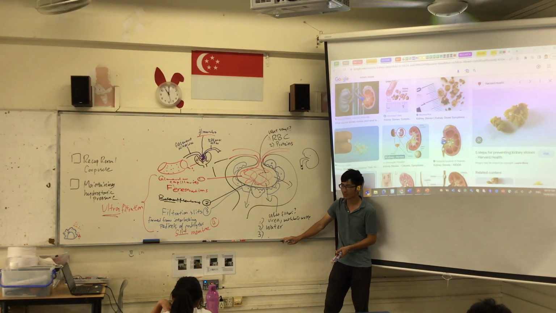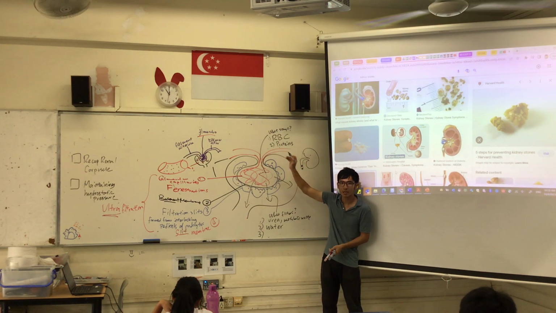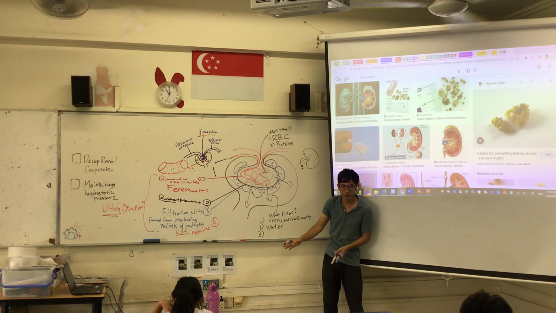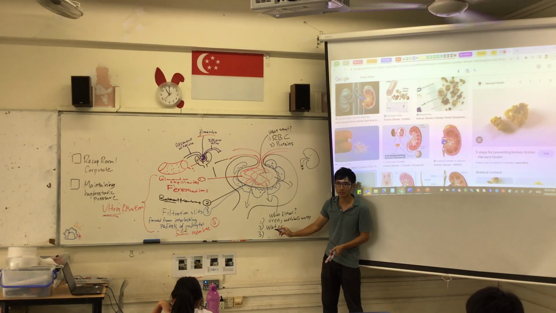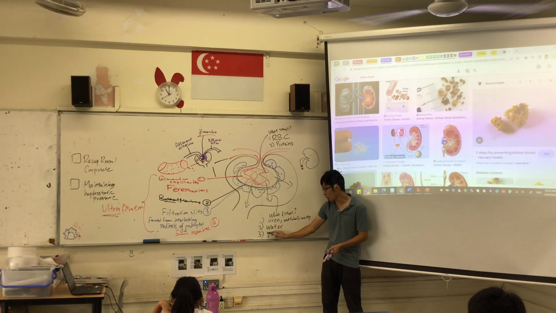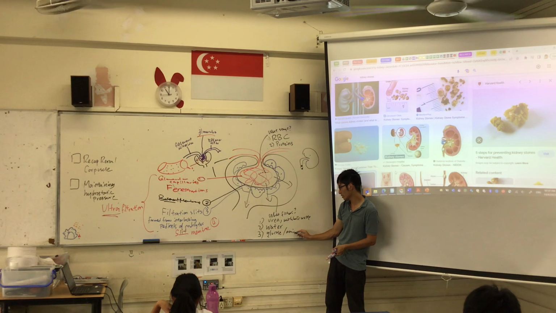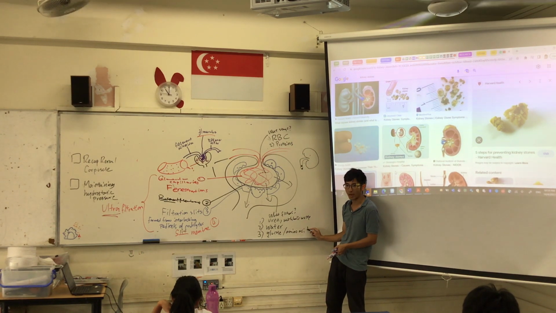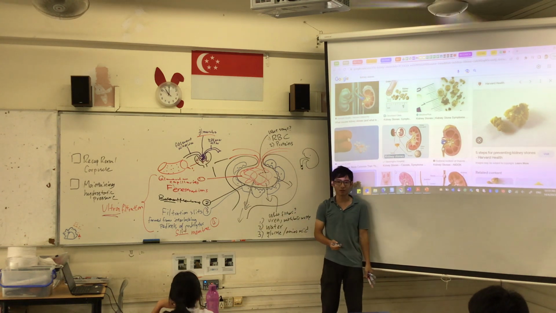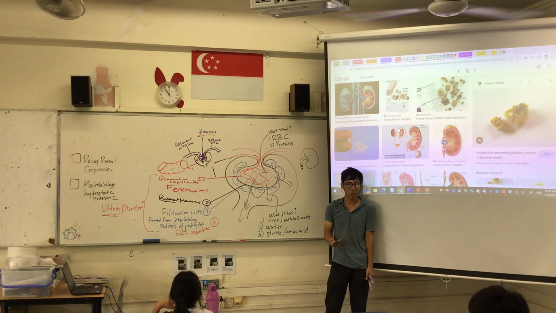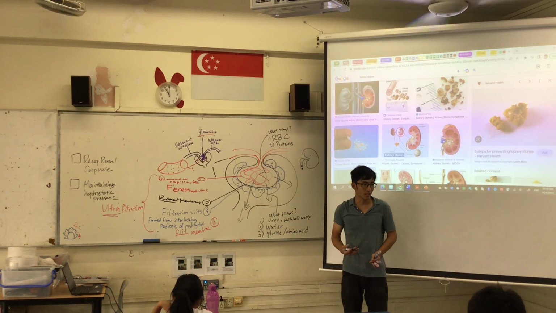Here's the thing. This filter is very good at filtering big things. Make sure big things stay behind, small things pass through. But you know what else is small? Things like the nutrients that you absorb, like glucose, your amino acids, actually all your nutrients will end up getting filtered and will go inside your nephron. Isn't this weird? You work so hard to digest and absorb the nutrients, then you go and pee it out.